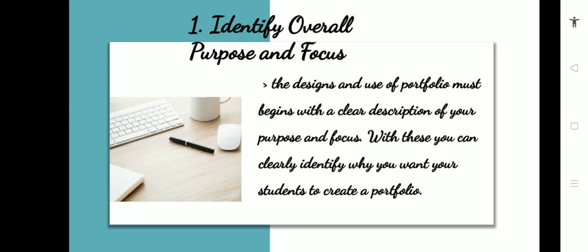The design and use of portfolio must begin with a clear description of your purpose and focus. With this, you can clearly identify why you want your students to create a portfolio. As a teacher, before you ask your students to make a portfolio, you must already know the purpose or goal or objective of what you are asking them to do.